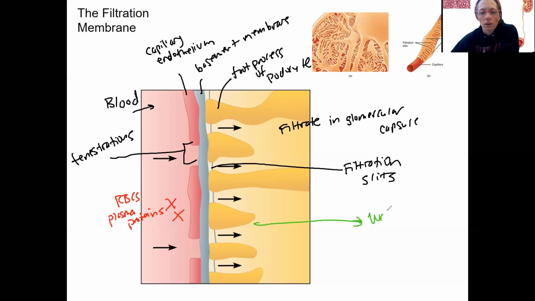So water, electrolytes, wastes, glucose, lipids, other vitamins, fatty acids, amino acids. That's why reabsorption is so important. A lot of good stuff is passing through here. We need to be able to take it back in again.